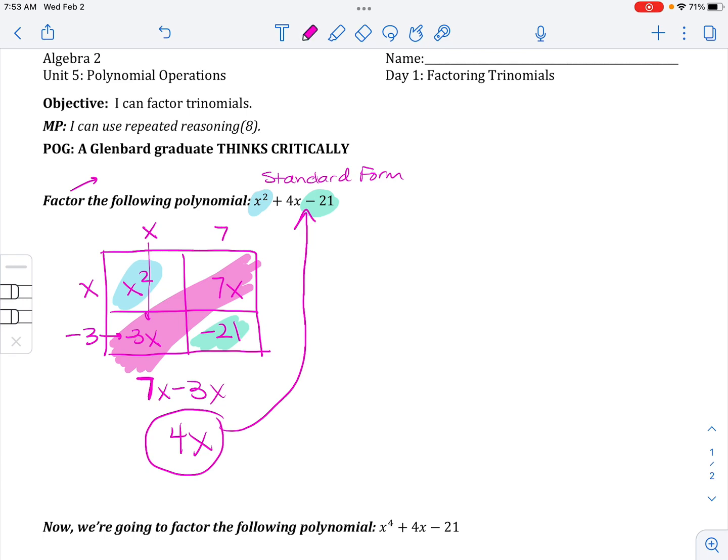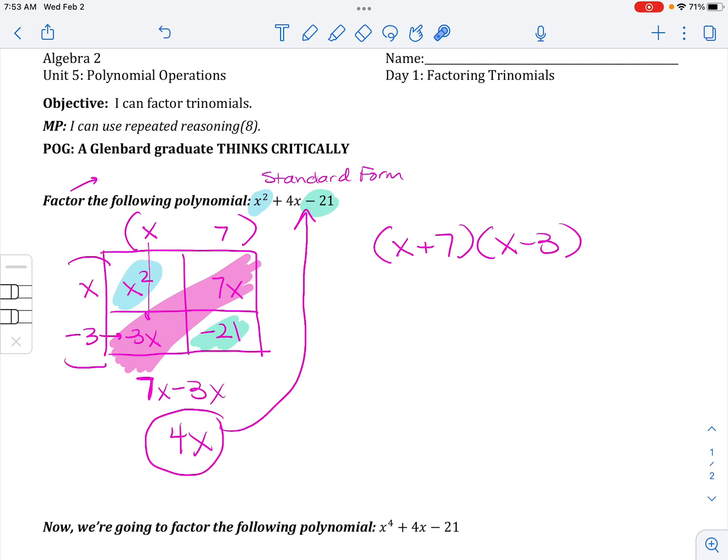Now all I'm going to do is take the numbers on the sides and put them in parentheses. X with a 7, and it's a positive 7 because I don't see a minus sign there. X with a minus 3. And look, I'm done. I had an x squared, which was a degree 2, and I turned it into 2 parentheses by going from the inside of the box to the outside of the box.